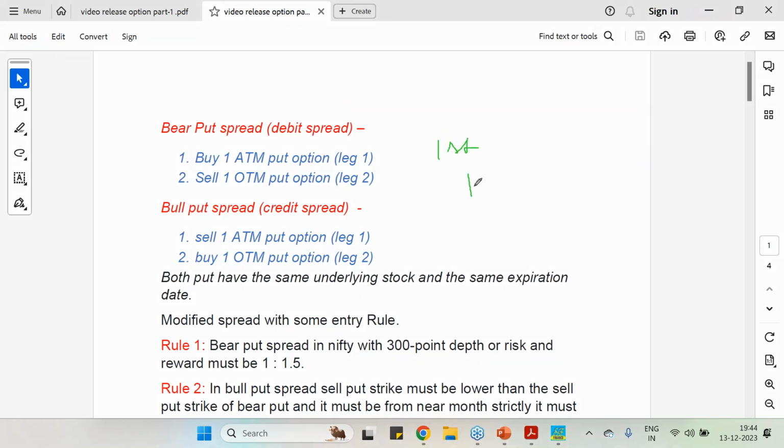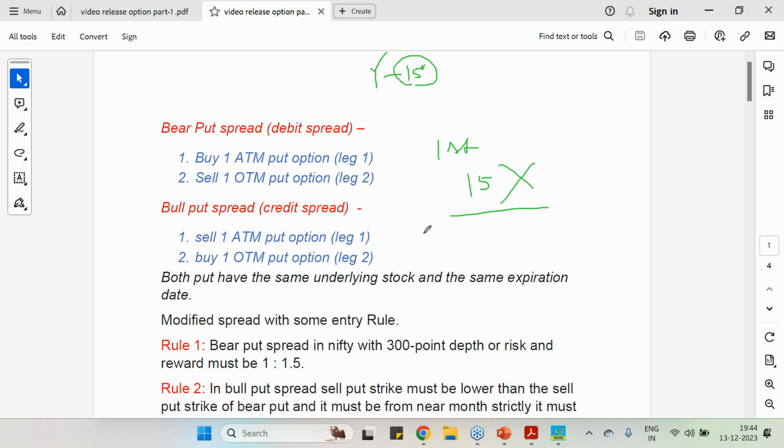After the 15th, strictly it should not be done. This strategy should be initiated between the 1st and 15th, and I will recommend initiating on the 1st. By the 15th, you should book the profit and come out. After the 15th, if you are doing it, then move to the near and far month.